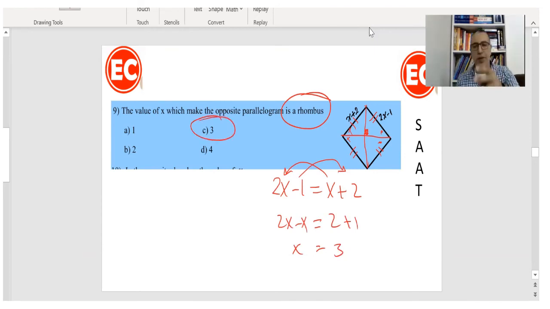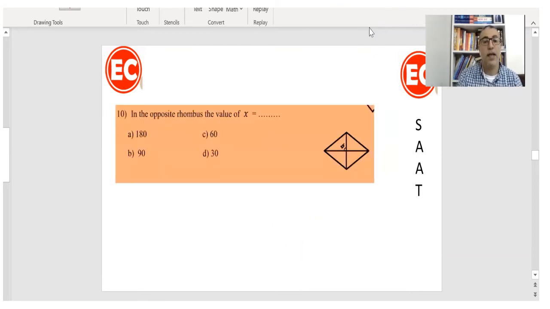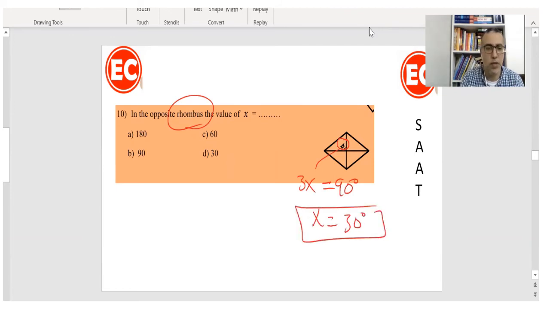Again, properties of the rhombus that are different from the rectangle: diagonals are perpendicular, all sides are equal. But in the square, each angle is 90. In the rhombus, each angle is not equal to 90 degrees. In the opposite rhombus, we said a few minutes ago that in a rhombus, diagonals are perpendicular. And this small angle that I can see is equal to 3x. So 3x is equal to 90. So x is equal to 30 degrees.